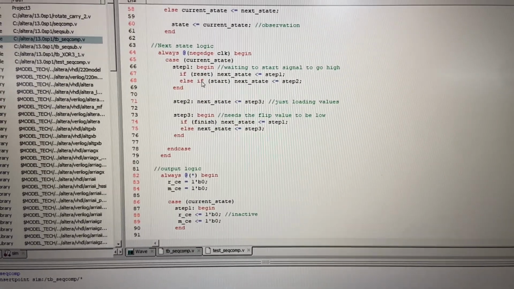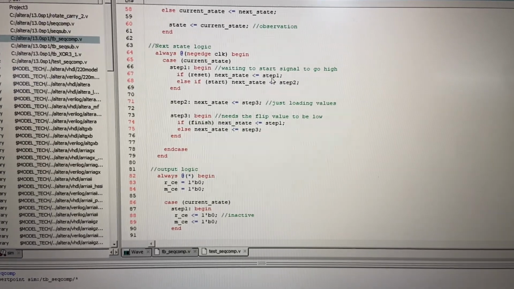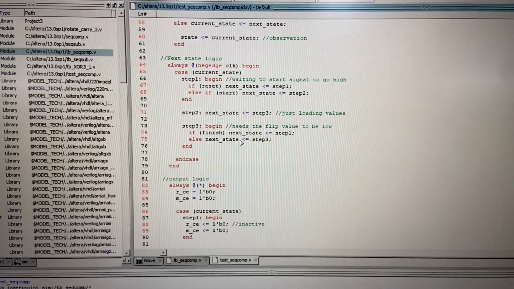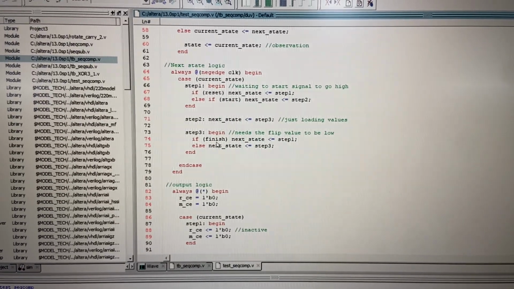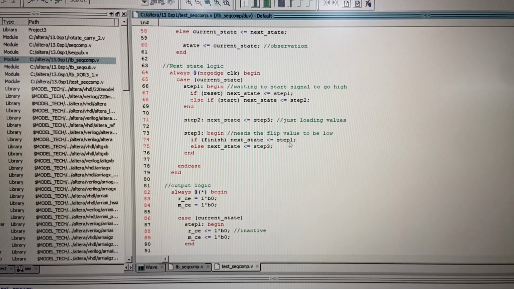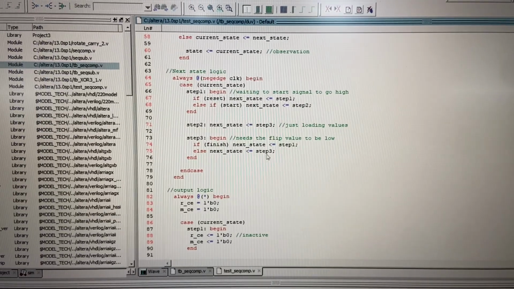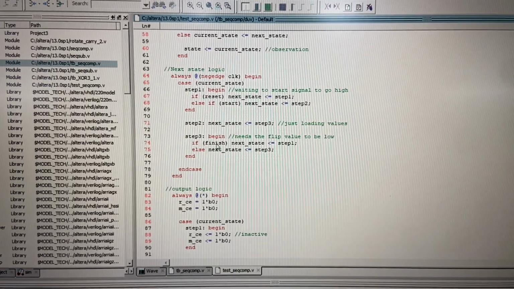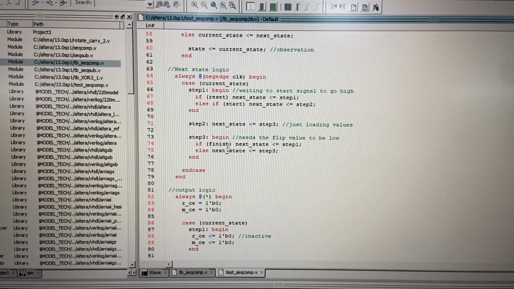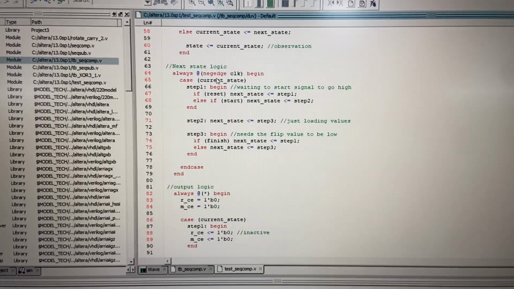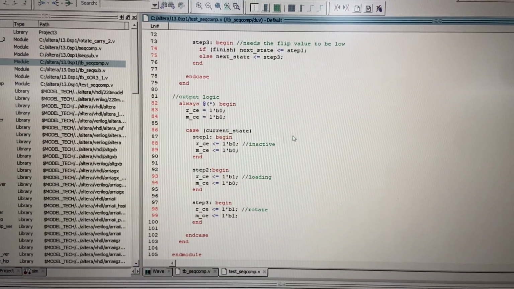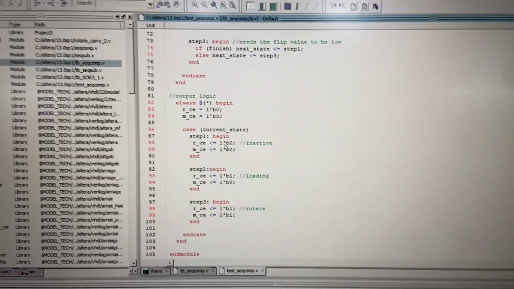So the next state logic is saying that if reset is high, it's going to step 1, start, it goes to step 2, next state, step 3, and if it's during step 3, if the finish goes high, it goes to step 1, else the next state is step 3. And this is pretty much just to say that if we never get a 1, so say we put all zeros in, the finish will still go high and it'll still reset. And then this is the output logic for all of our states, just saying what's high and what's low.